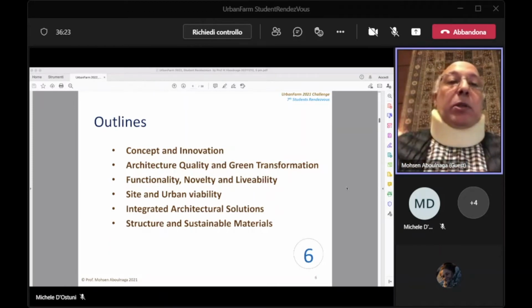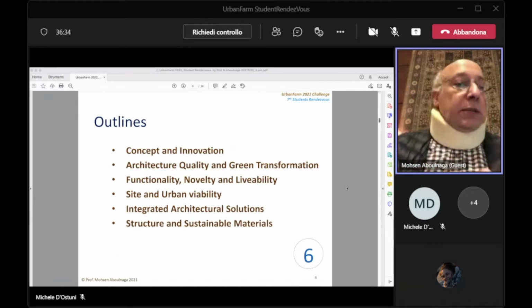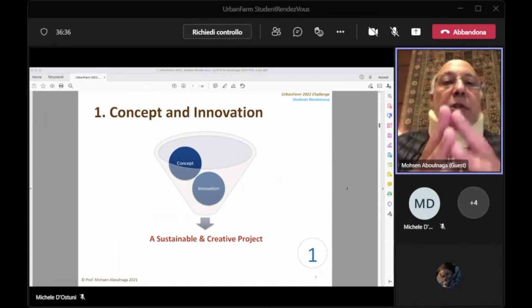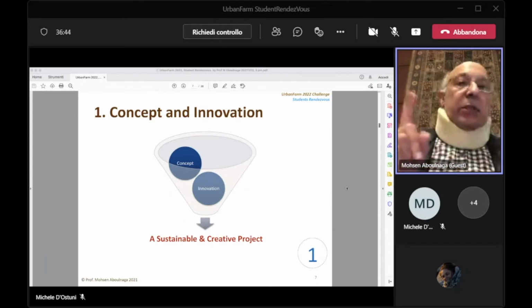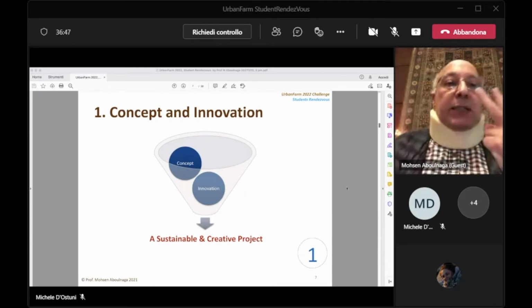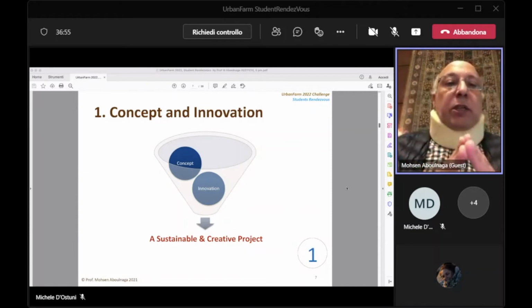Not only that, but also highlighting the site studies, urban viability, integrating architectural solutions, as well as structure and sustainable material. Next. So in terms of concept and innovation, you need to look at a sustainable and creative project. How can you do that? That will be illustrated in two things: in your concept design, and second is the innovation. You need to create innovation. You don't need to think inside the box. You need to think outside the box, from different 360 angles, everything. So you need to focus on this.